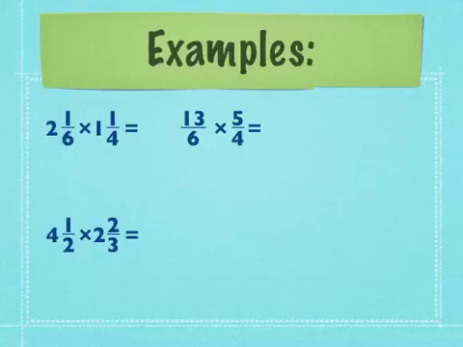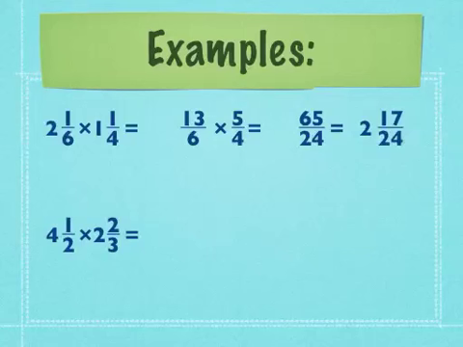So we're going to do 13 times 5, which is 65, and then 6 times 4 is 24. Notice that we have an improper fraction. I have a larger number on top of a smaller number, so I need to divide 65 divided by 24. It goes into it 2 times, and I have 17 left over. So my answer is 2 17/24.